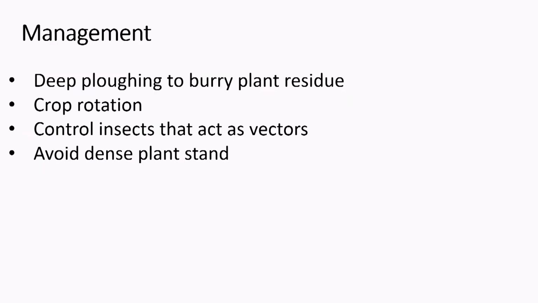So how can we manage this disease? By deep plowing to bury the plant residue, crop rotation, and here it is also very important, as with all plant diseases, to control insects that can act as vectors. In this case, it's very important to control thrips and stalk borers because they carry these spores on their bodies and they disseminate it in your plant and they make the infection even worse. Also, again, avoid a too dense plant stand.